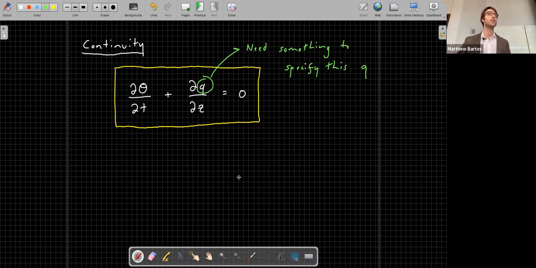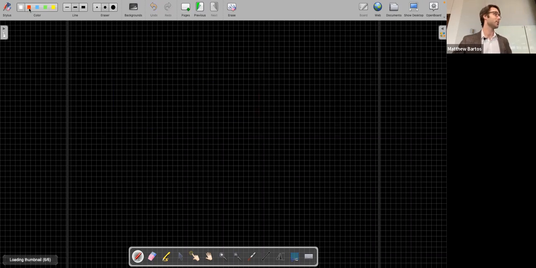And much like for the case of open channel flow, we can do this by applying a force balance. So I'm not gonna do this derivation. I'm gonna give you the outcome of what happens when you apply that equation, because we've already done this before. And what you end up with is something called Darcy's law.